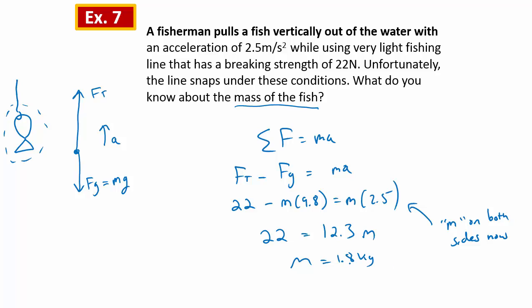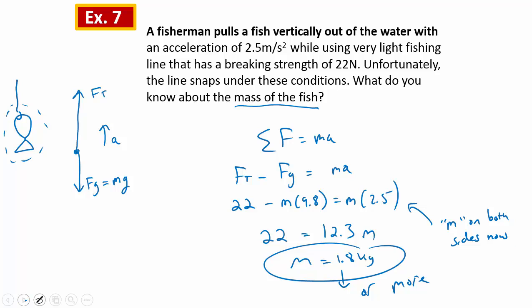Now, the fish has got to be at least 1.8 kilograms because that's what would cause the tension of 22 newtons. But the fish could have even been more than this, because if it was more than that, it would obviously break the string as well. So we can actually use Newton's second law to find other unknowns, like the mass, which showed up in both sides of this equation, and we could solve for it in that way.